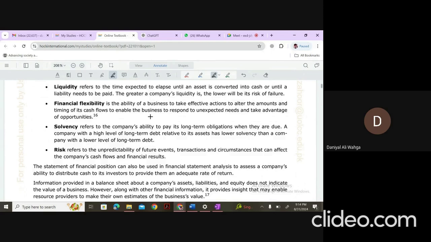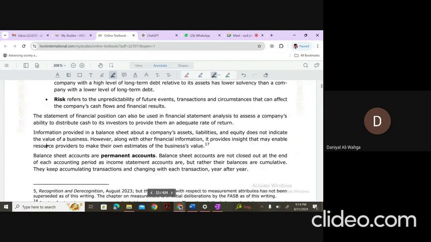A company with a high level of long-term debt relative to its assets has lower solvency than a company with a lower level of long-term debt. Risk refers to the unpredictability of future events, transactions, and circumstances that can affect the company's cash flows and financial results. The statement of financial position can also be used in financial statement analysis to assess the company's ability to distribute cash to its investors and provide them with an adequate rate of return.